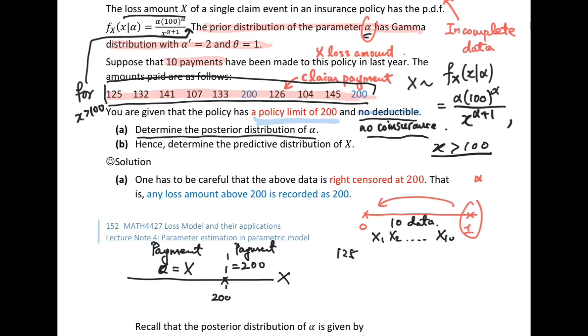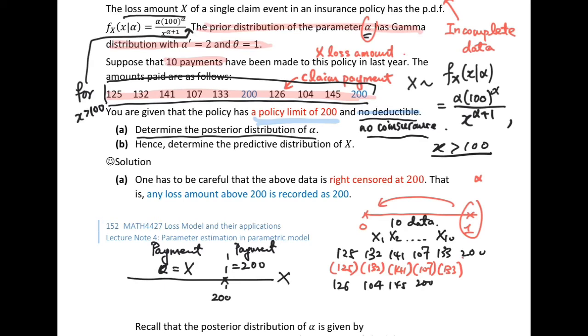Let me just write that down. So this in the background is the claim payment. Now I try to get the corresponding loss amount. For the first one, because this is less than 200, this one will be your loss amount, right? And this one is 132, then 141, 107, 133.